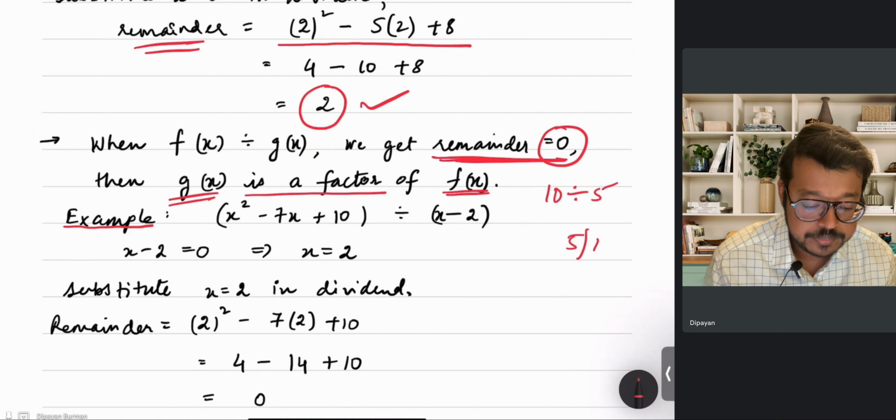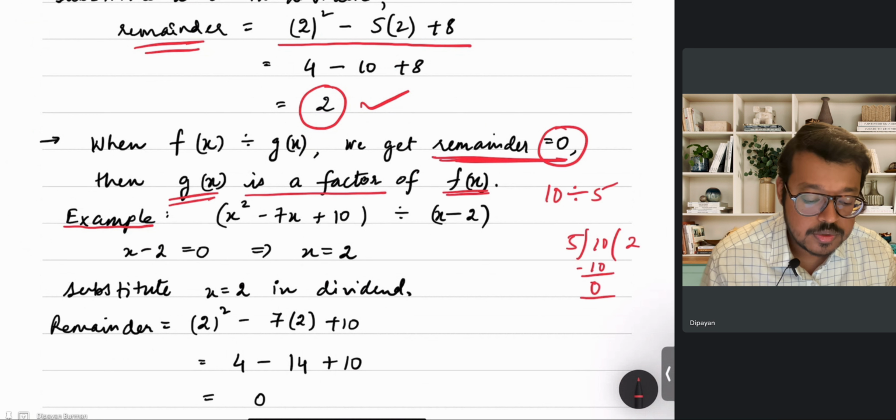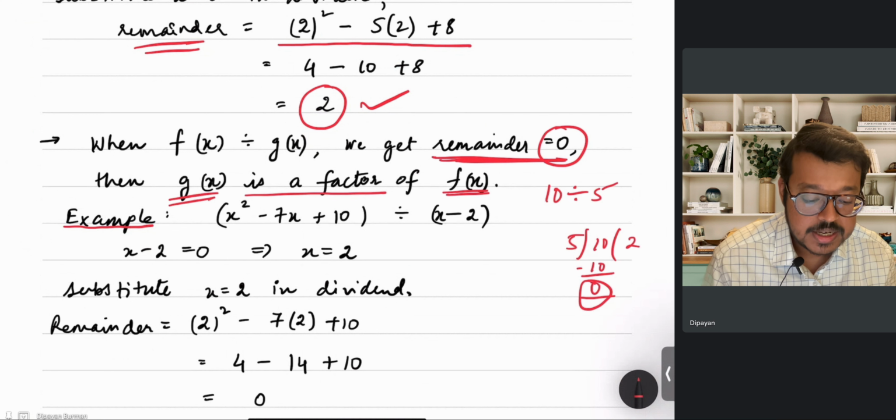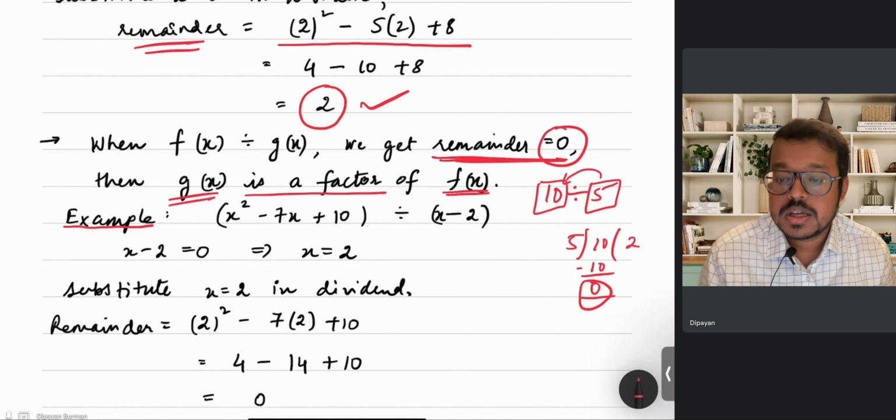For example, if I do a division like 10 divided by 5, 5 times 2 is 10, so I see that the remainder is 0. So when I see the remainder is 0, I will conclude that 5 is a factor of 10, right?